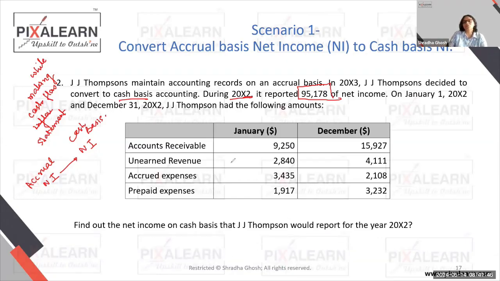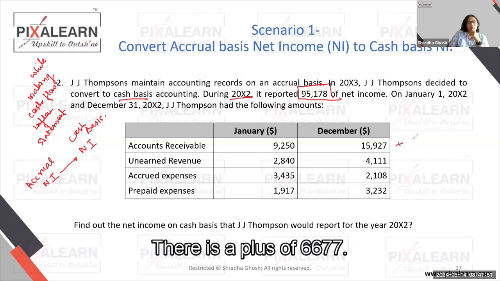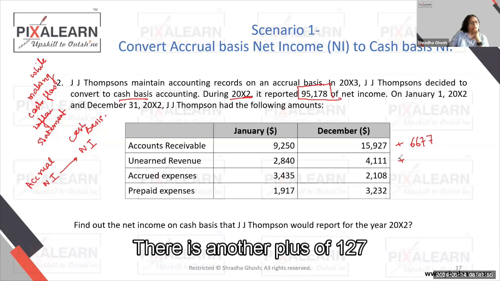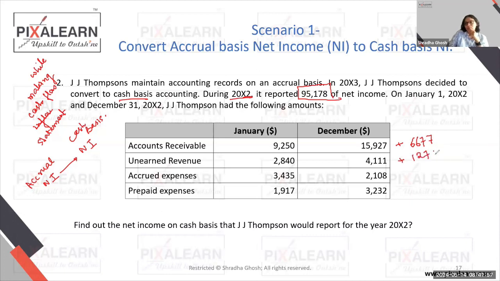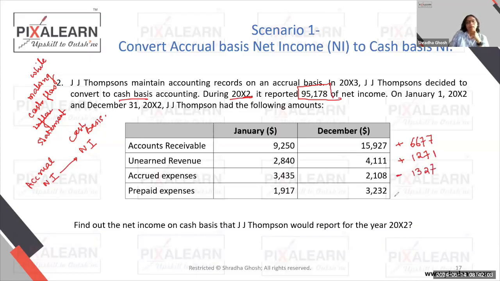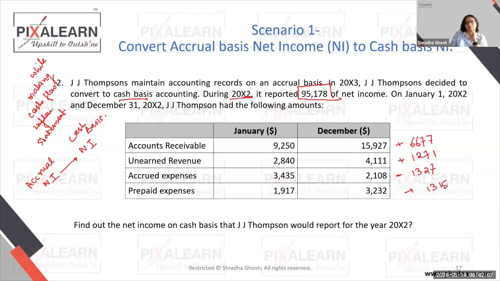So I'll quickly give this. There is a plus of 6677. There is another plus of 1271. There is a minus of 1327 and there is a plus of 1315. Okay, guys?